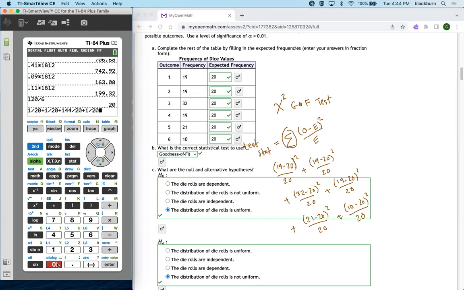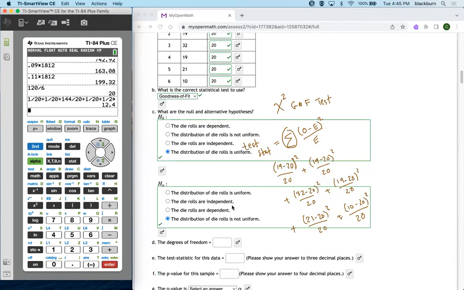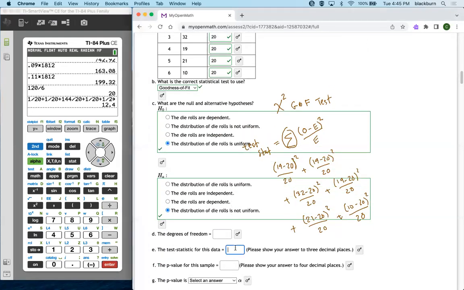And none of these should be negative because you're squaring the numerator. When you square a number, it's always positive. So none of these are negative. So if you put negative numbers in, you didn't do it right. And then 10 minus 20 is -10. -10 squared is 100. So I calculate all that, hit enter, and that's my test statistic. That's this one is 12.4.